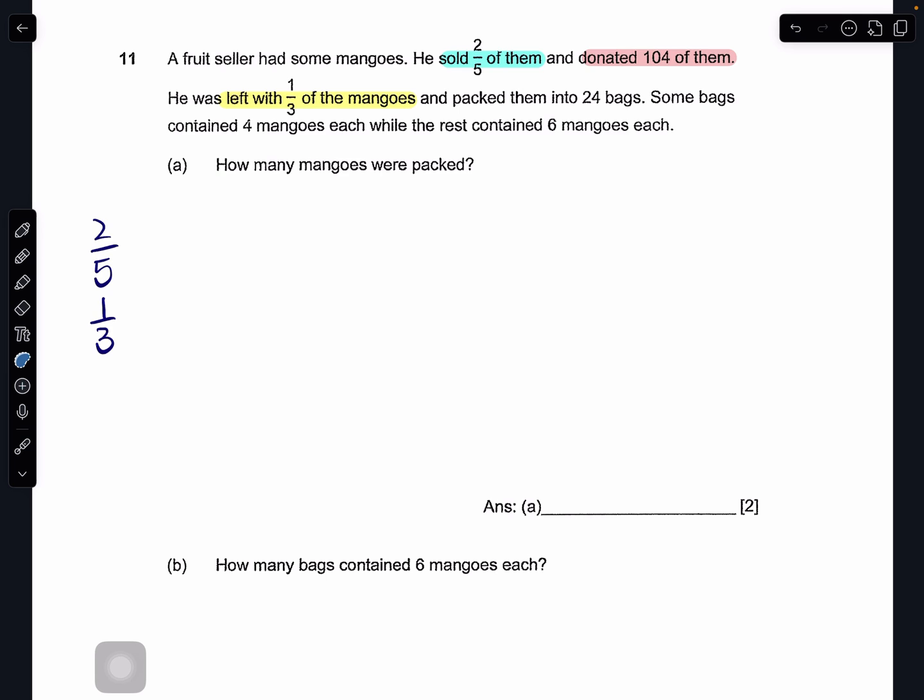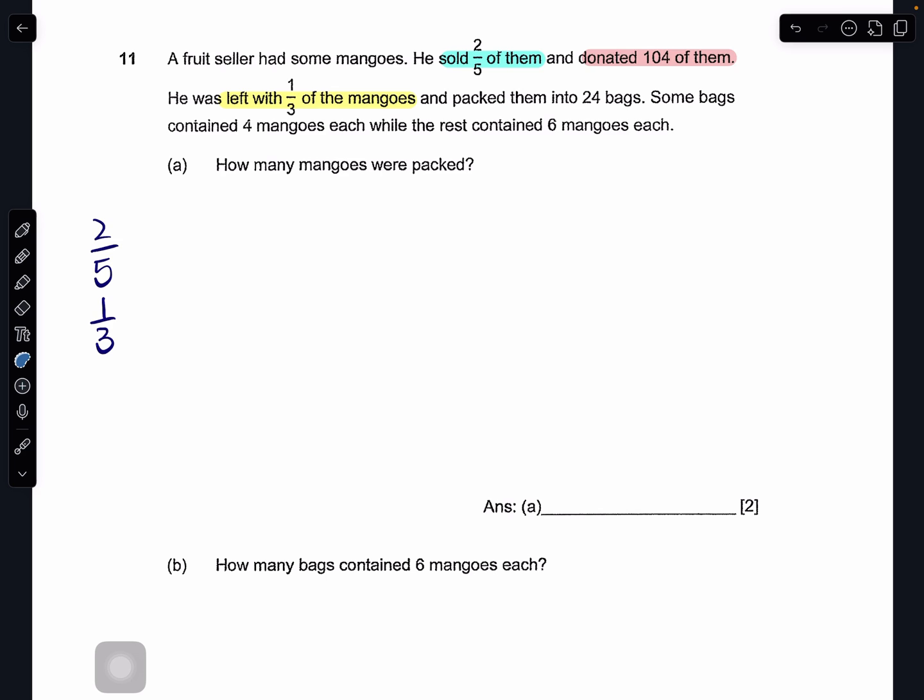Then they said they packed them. The rest of the mangoes that was left over was packed into 24 bags. Some bags contained 4 mangoes, then the rest contained 6 mangoes each. So how many mangoes were packed?